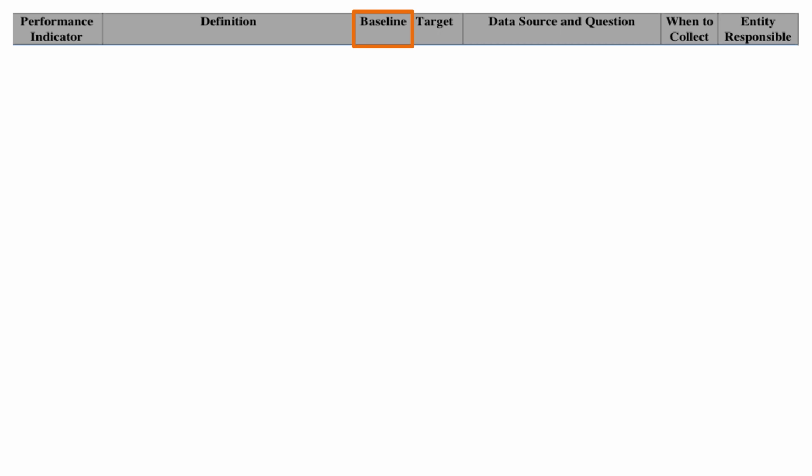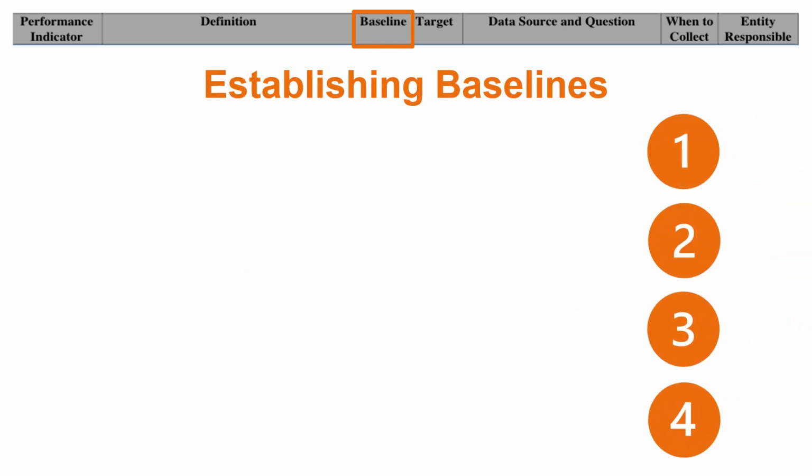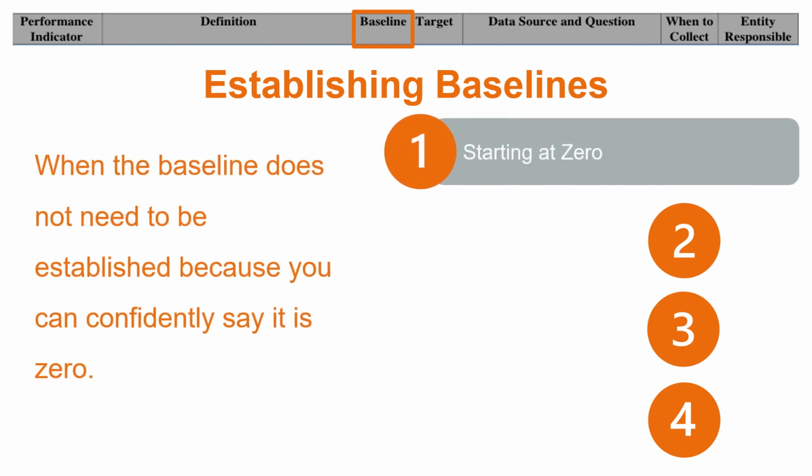Before we move on to the other PMP components, let's talk a bit more about baselines and targets, starting with the 4 ways we can establish baselines. First is by starting from 0. We do this when the baseline does not need to be established because you can confidently say it will be 0. Generally, indicators that measure an output of a program, things that the program produces, will have a baseline of 0.